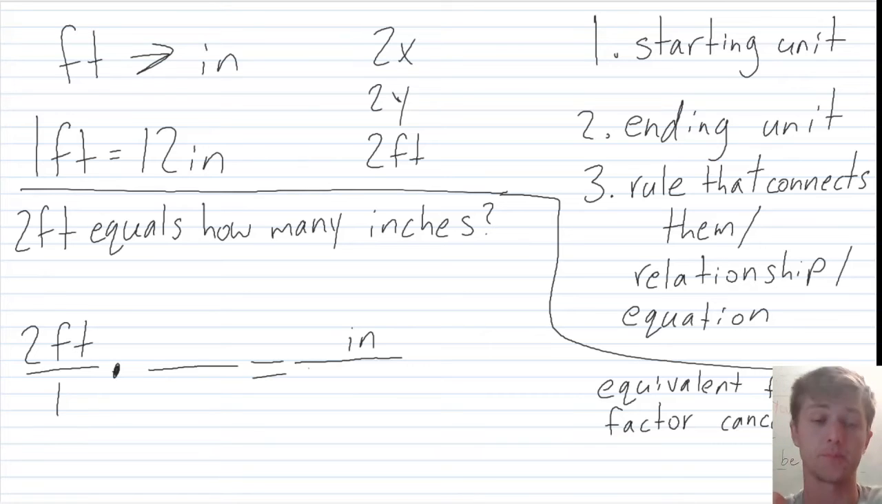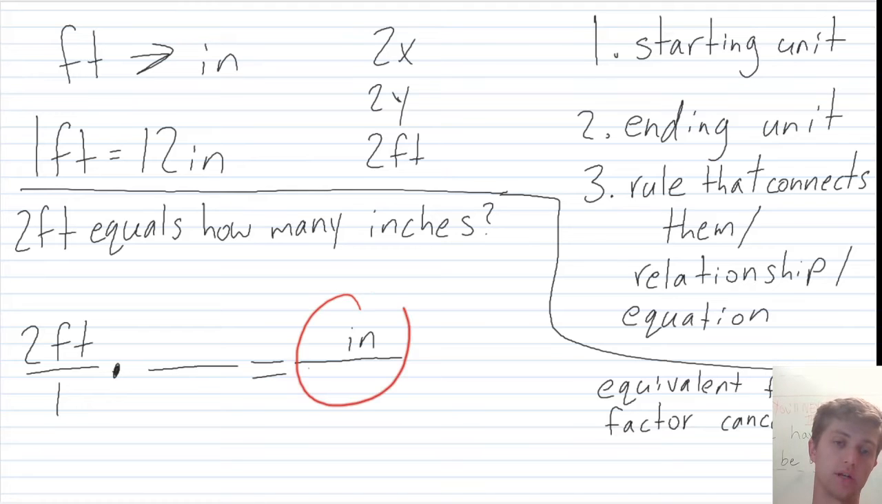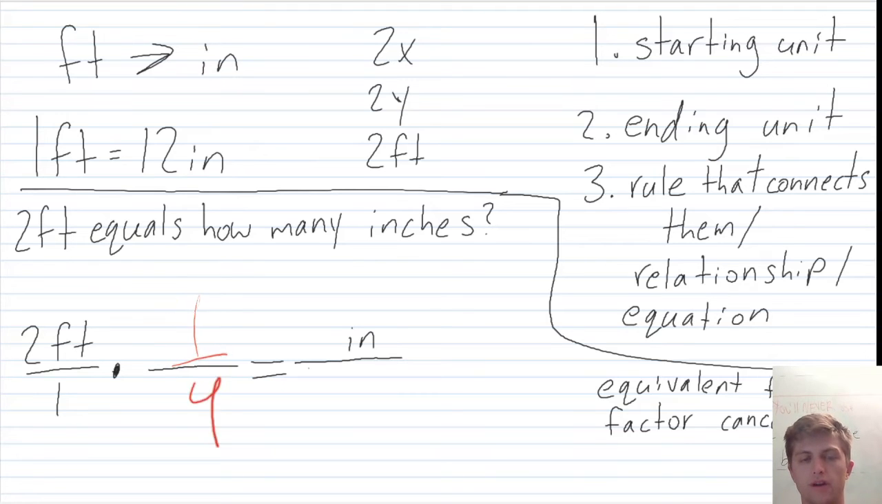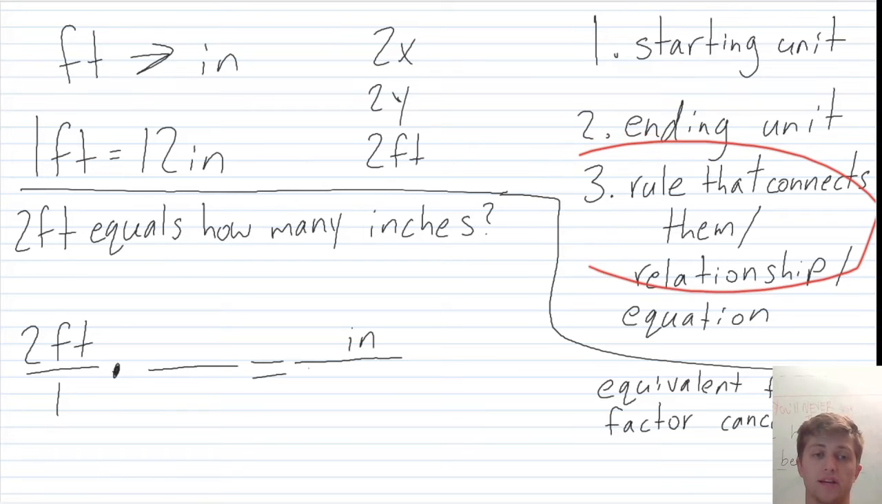Okay, so we need to multiply by something so that we turn our feet into inches. So remember, what's special about the thing we multiply in equivalent fraction problems? It's equal to 1. Why does it equal 1? Because the top is going to be equal to the bottom. Like when we multiply by 4 over 4, whenever we do that, it's equal to 1 because 4 divided by 4 is 1. But in our case, this is where our rule comes into play.